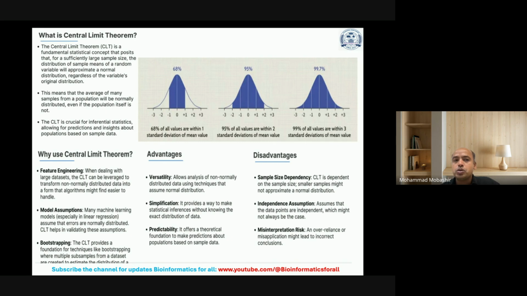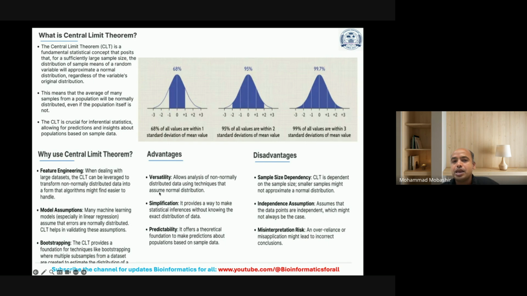The CLT is crucial for inferential statistics, allowing for predictions and insights about populations based on sample data. Now, why do we use the central limit theorem? When dealing with large data sets, CLT can be leveraged to transform non-normally distributed data into a form that an algorithm might find easier to handle. Then it can be used for model assumptions, and for bootstrapping.